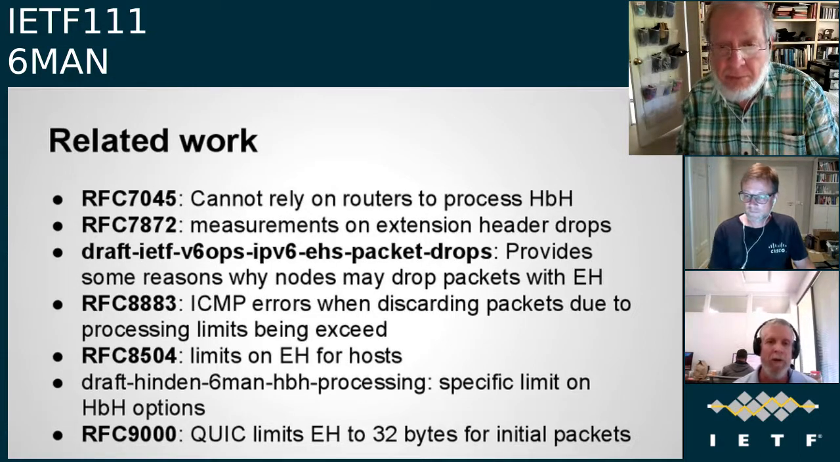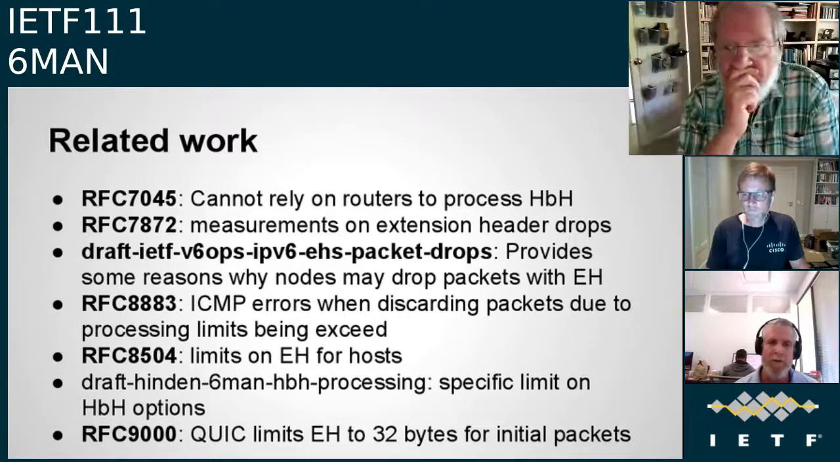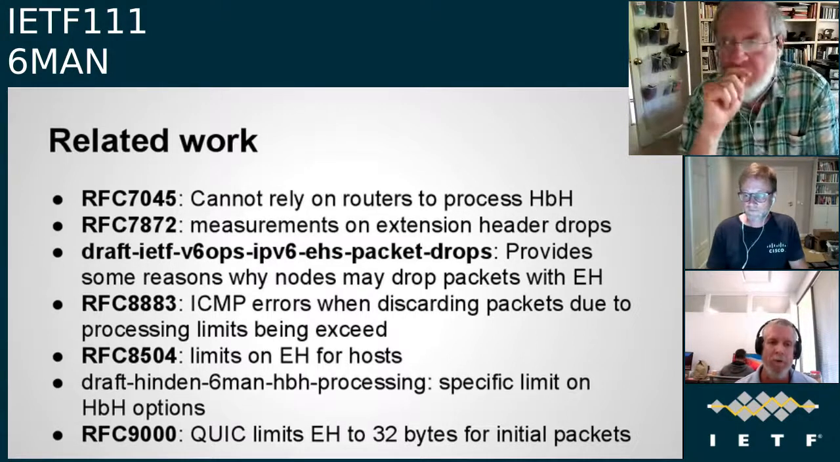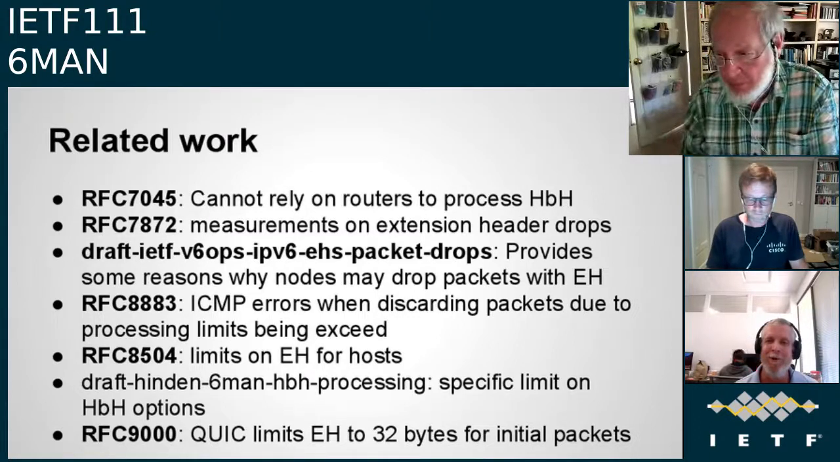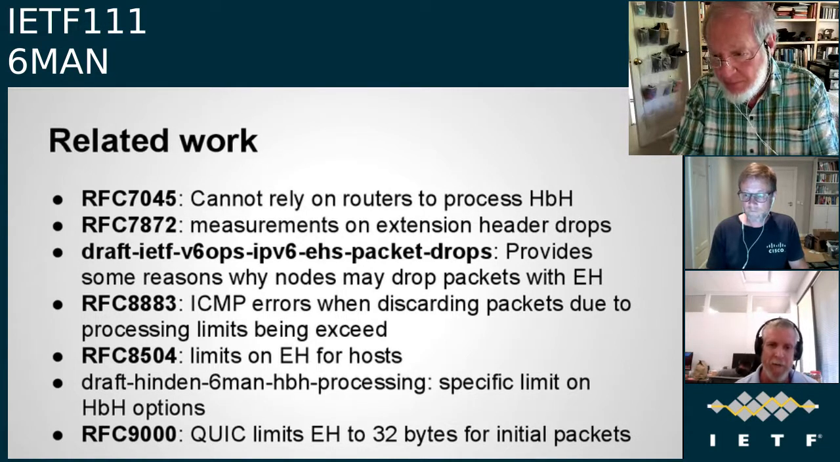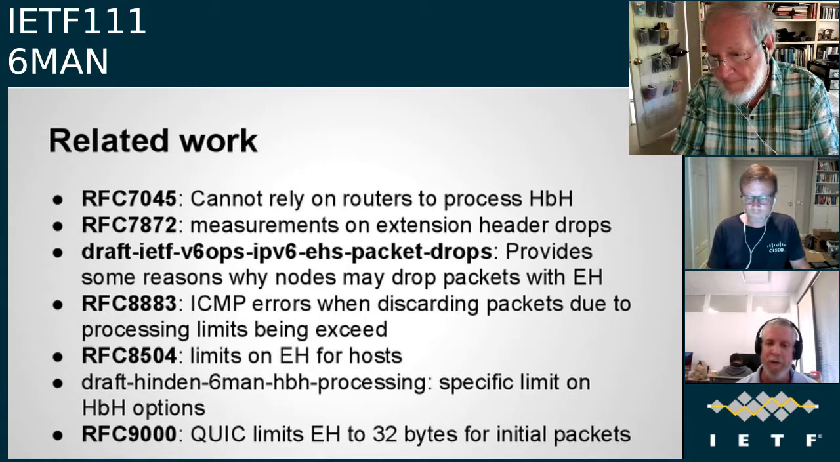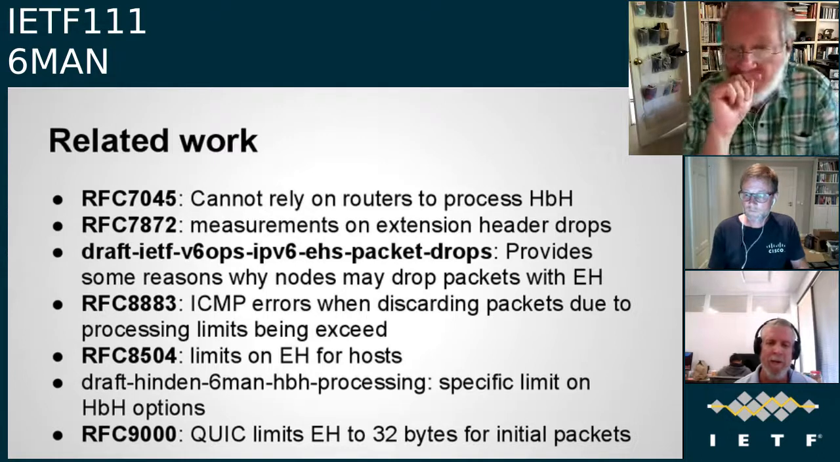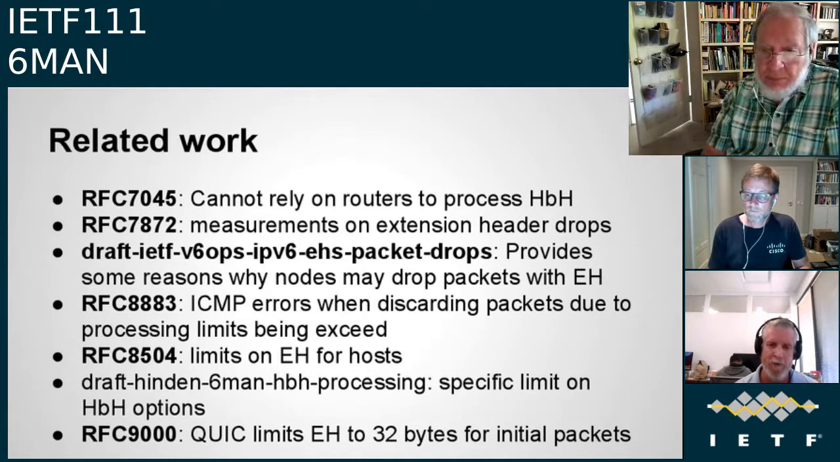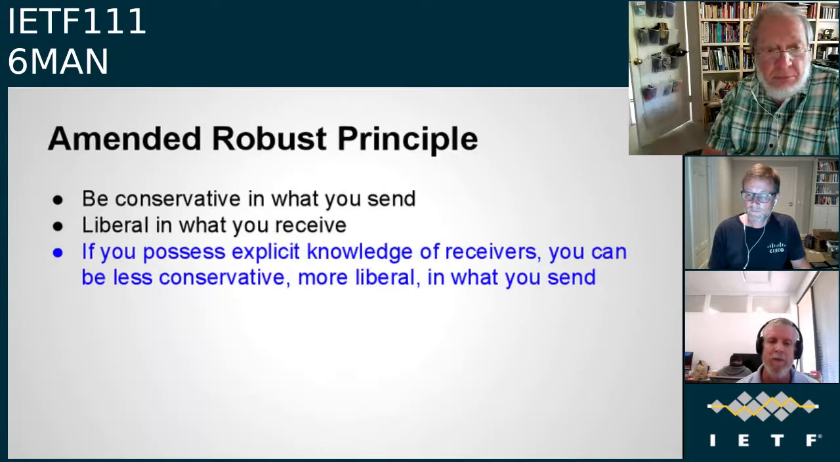There's quite a bit of related work. So we have some measurements, also RFC 7045 mentioned some arguments about why routers are dropping them. There's RFC 883, some ICMP errors for drops. But I would point out RFC 8504 host requirements actually does mention some specific extension header limits applied to host receiving. So in some sense, we're expanding on that. And I would also say that the hop-by-hop options processing that we just saw is probably a subset of this. This draft more addresses the larger problem with hop-by-hop options.